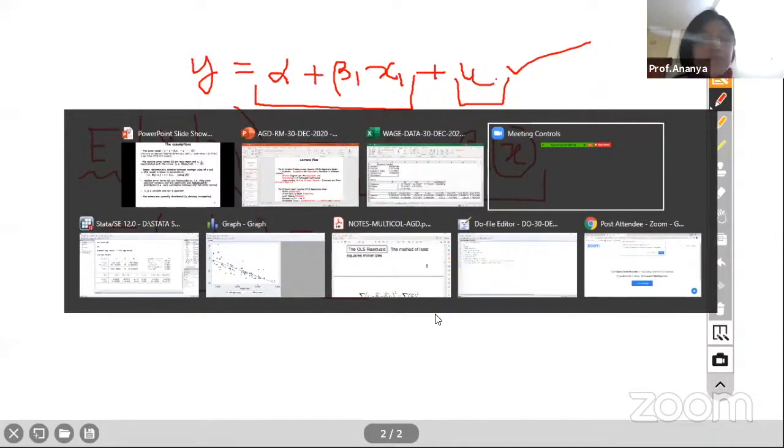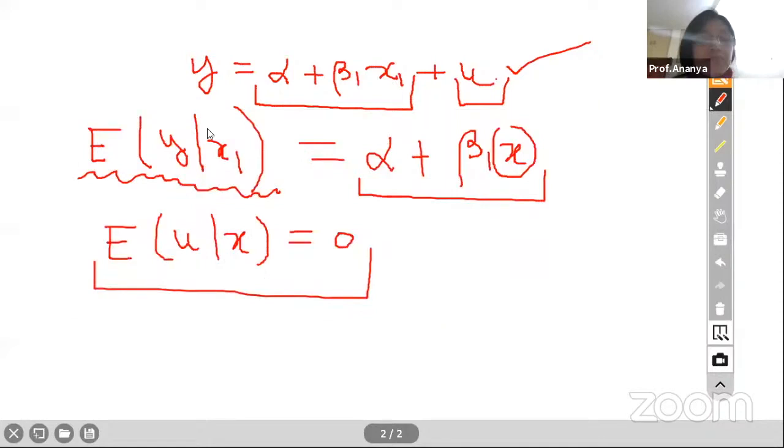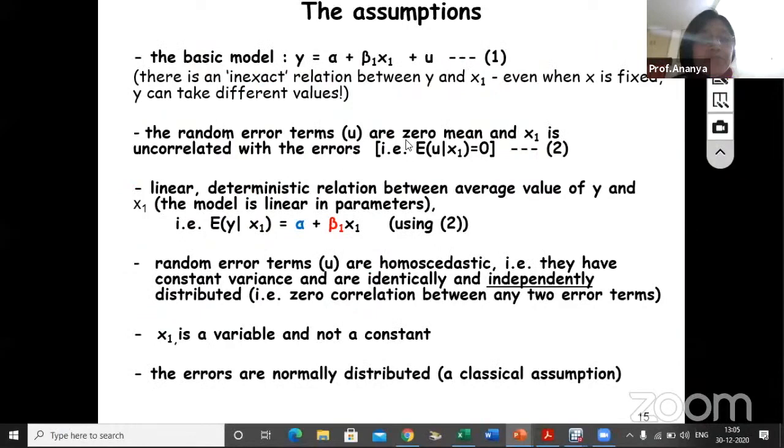The assumptions of the regression model, as I just told you, are all about the unobserved error terms. So we assume that the error terms are homoscedastic, that they have constant variance, and that they are independently distributed. I will just explain this in terms of a diagram, and then I'll go on to take your questions. Just give me about three or four more minutes, and I'll take your questions.